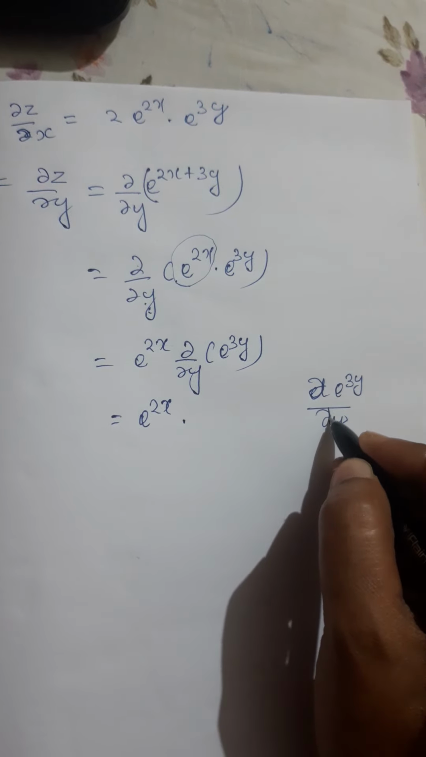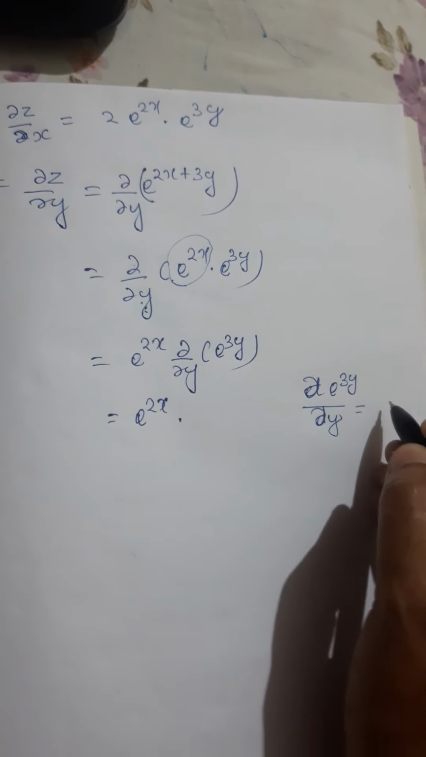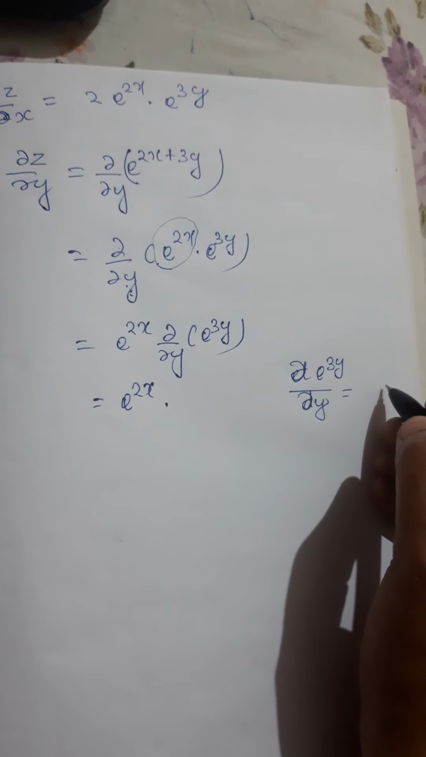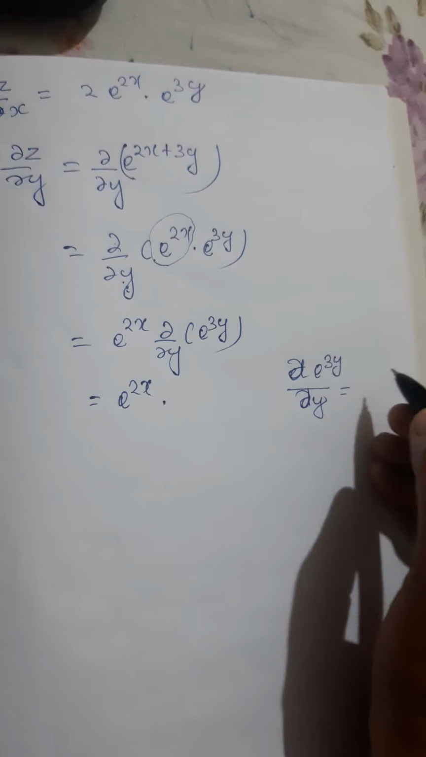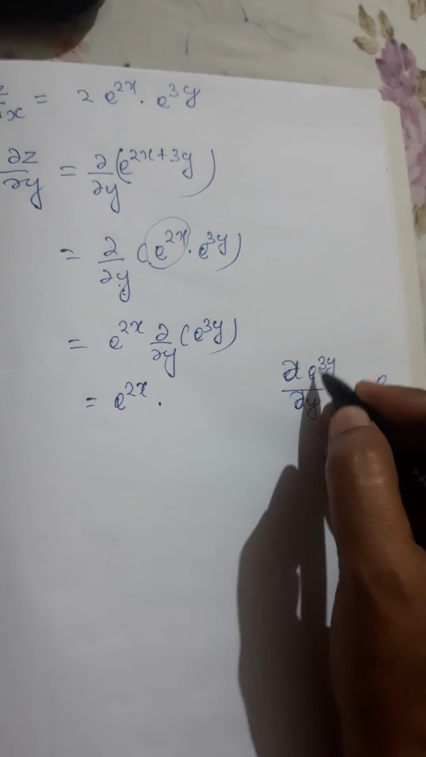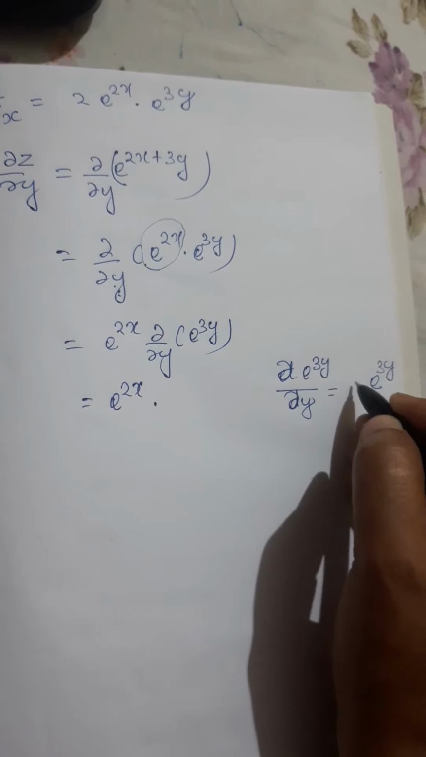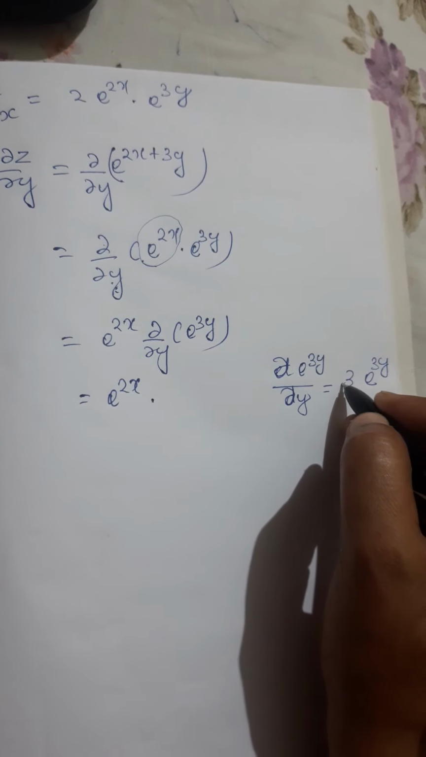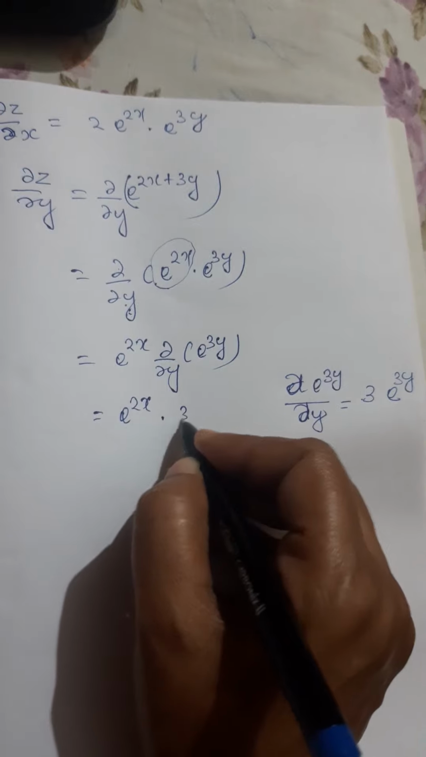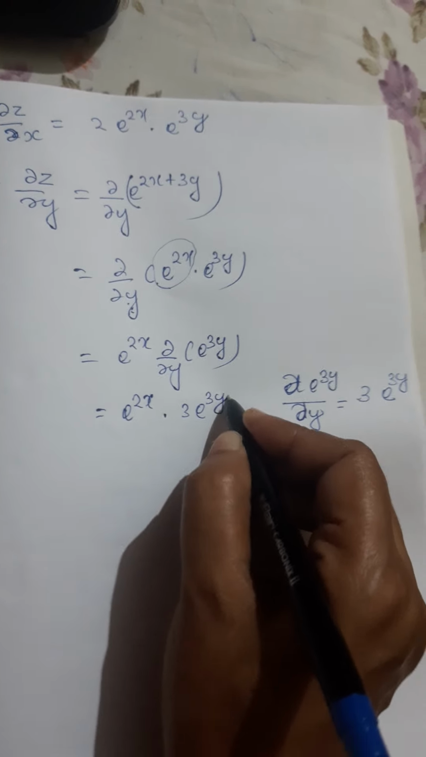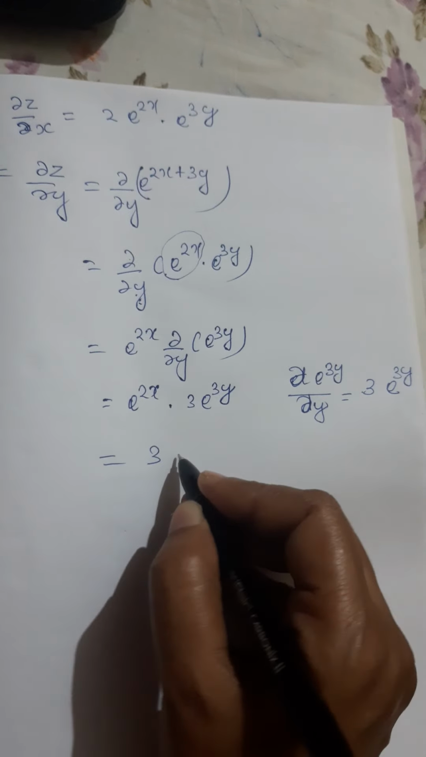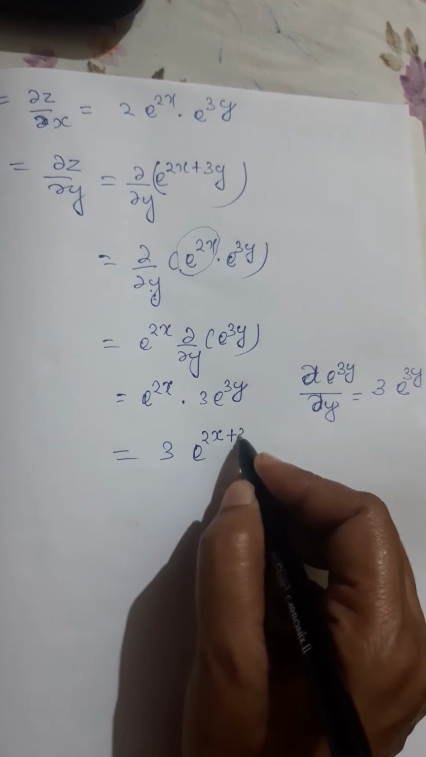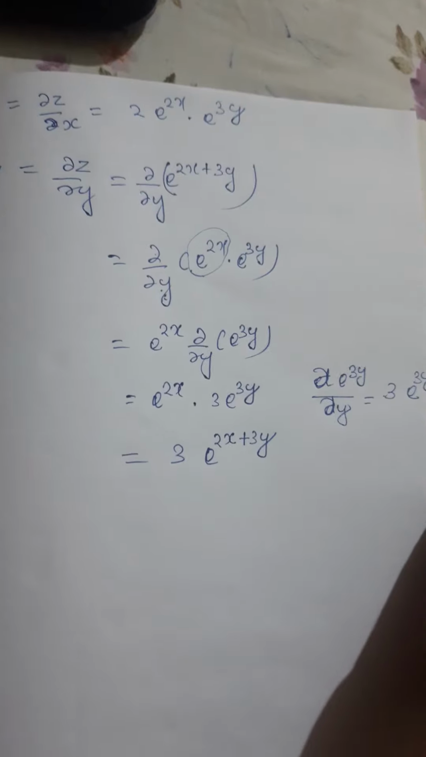Partial and ordinary derivatives have the same formula. So the derivative of e to the power y is e to the power y, so for e to the power 3y it is e to the power 3y, and just multiply the coefficient of y here. So we have 3 e to the power 3y. So finally we have del z by del y as this.